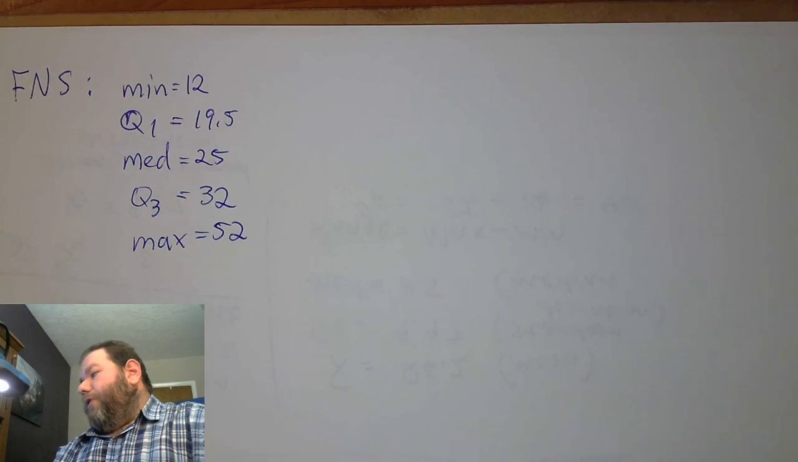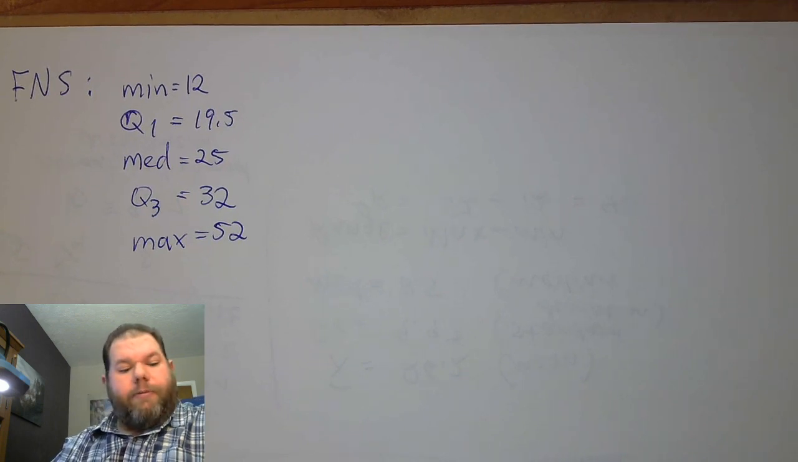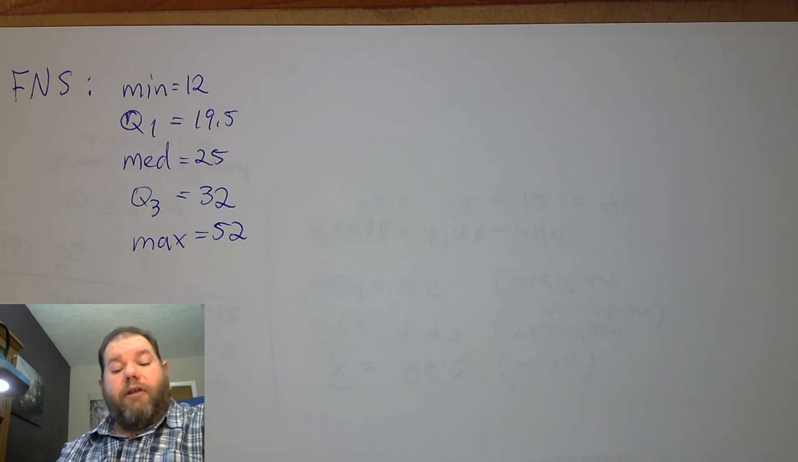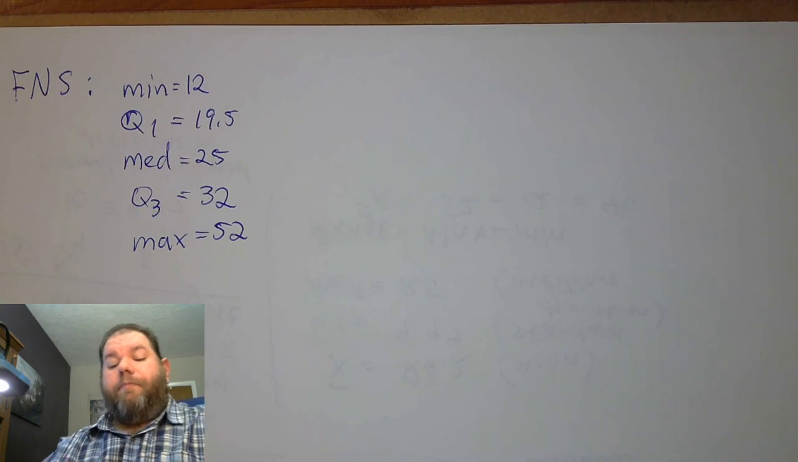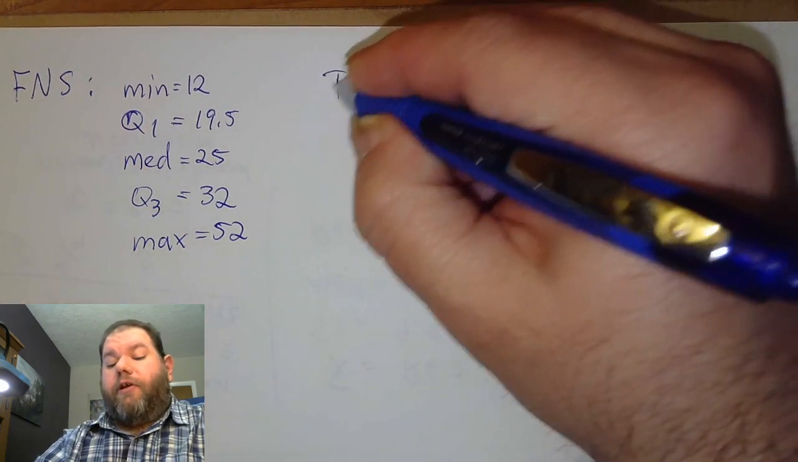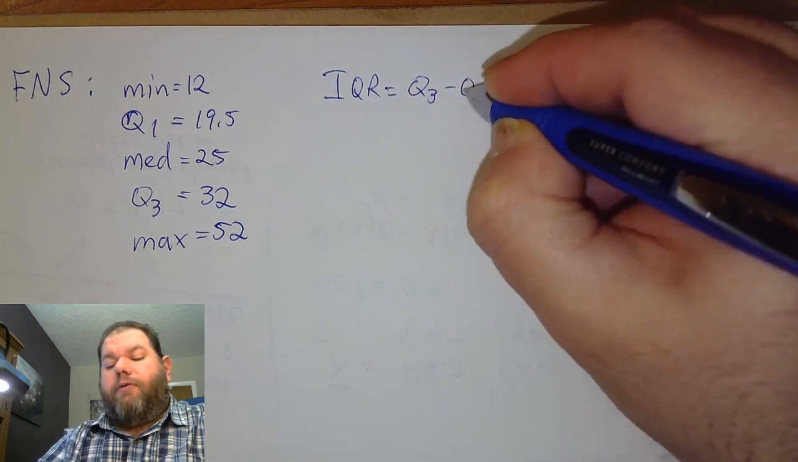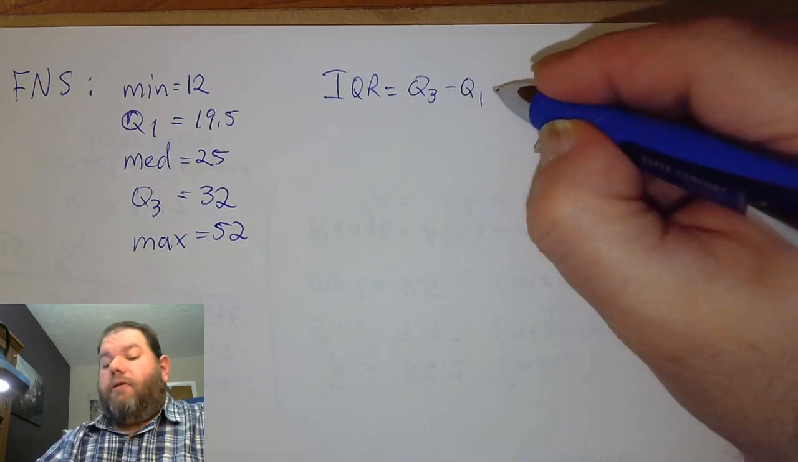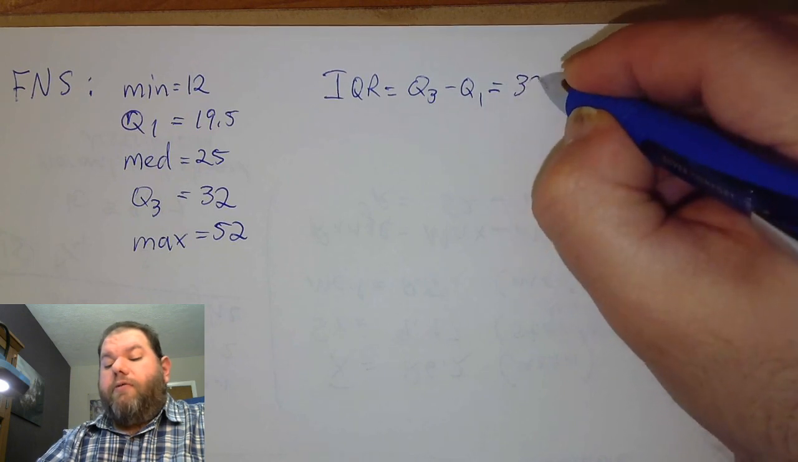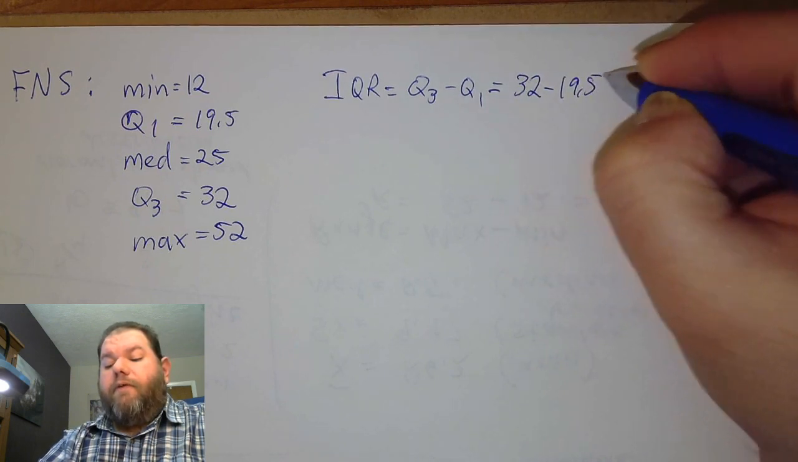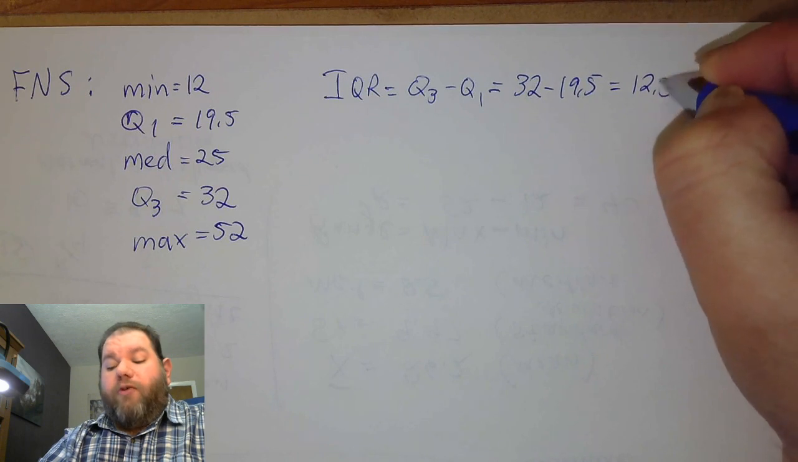Now, before we do the box and whisker plot, we actually have to go through and find the interquartile range. We have to find the lower fence and the upper fence, and we have to determine if there's any outliers as well. So the interquartile range, IQR, we know is Q3 minus Q1. In this case, 32 minus 19.5, and so that comes out to be 12.5.